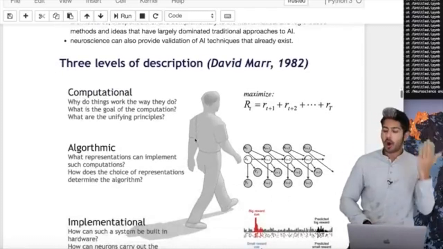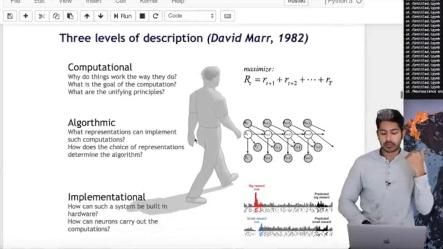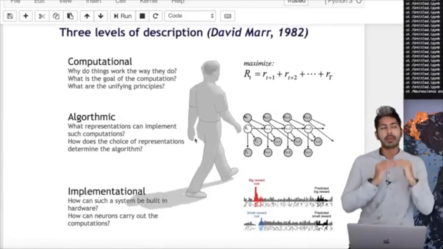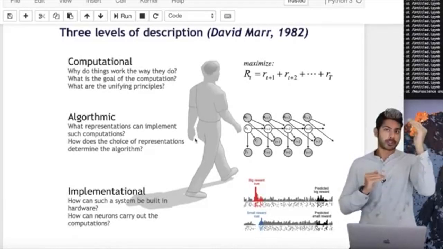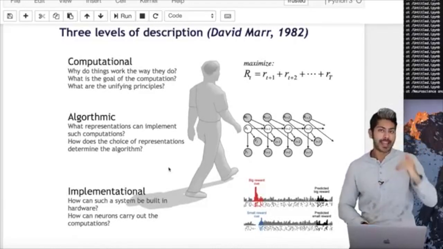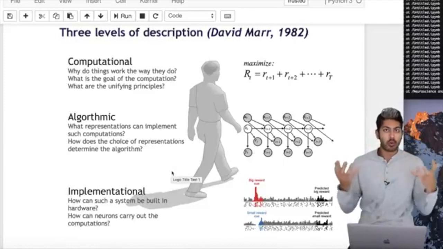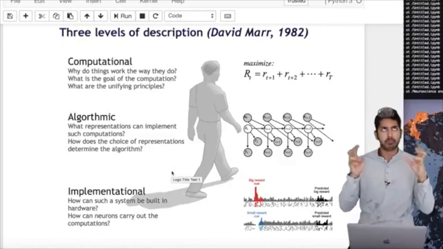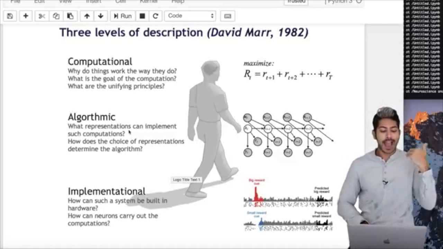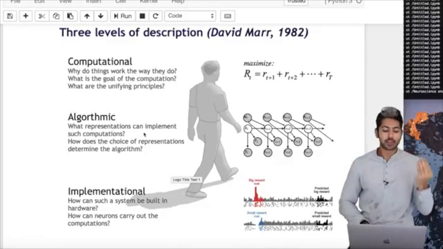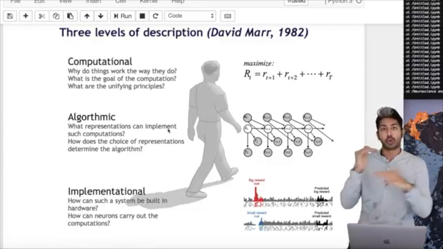So Marr, this scientist, had this idea of describing a biological system in 3 different parts. One part was the implementation, the hardware of how this software is running, this wetware you can call it. Then there's the algorithmic part. What representations can implement such computations? And on top of that is the computational part. Why do things work the way they do? Equations on top of those initial algorithms.